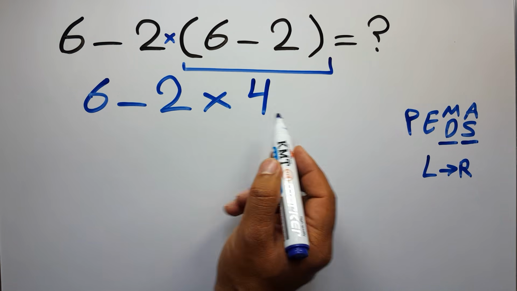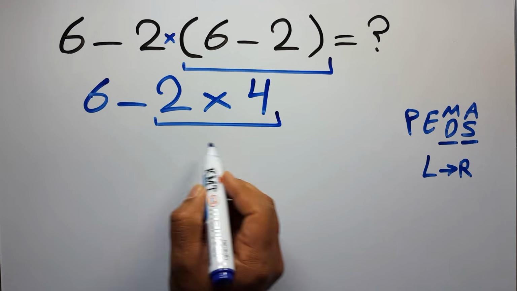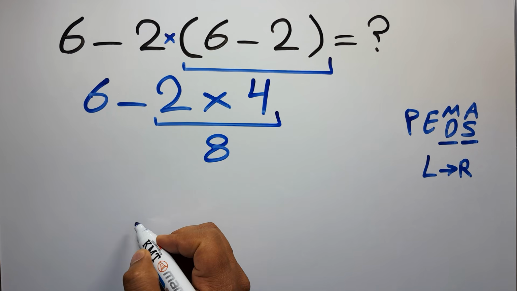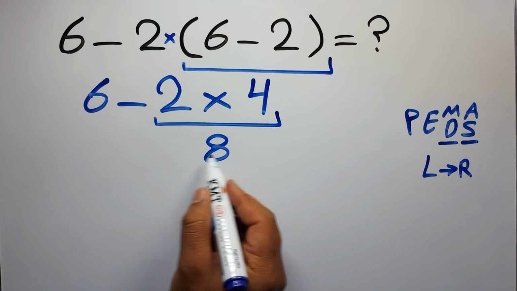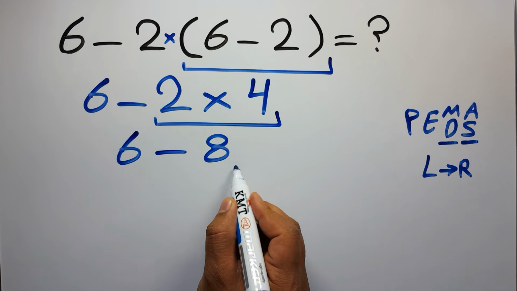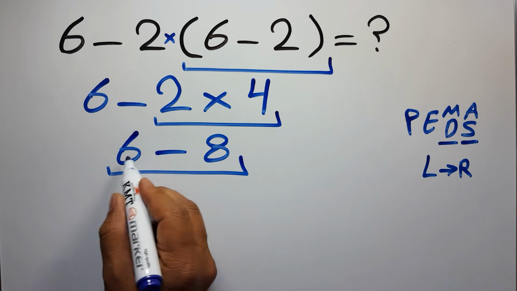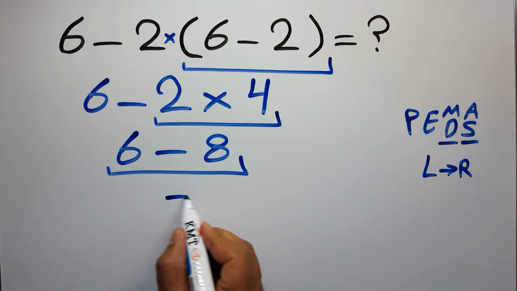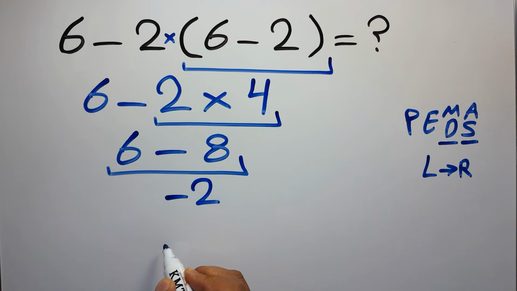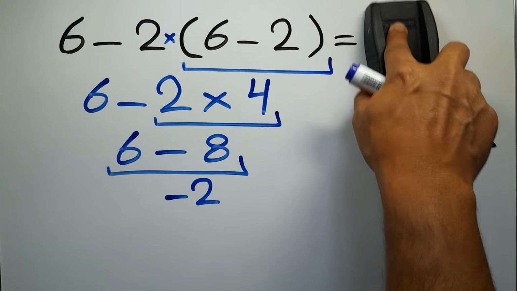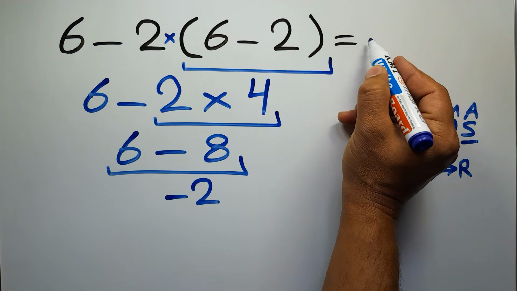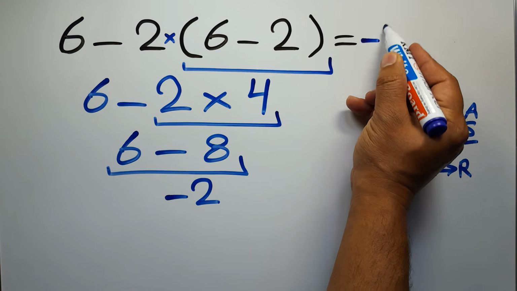2 times 4 equals 8. So we have 6 minus 8. 6 minus 8 gives us negative 2. And this is our final answer to this problem. The correct answer is negative 2.